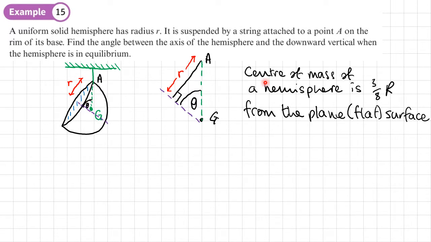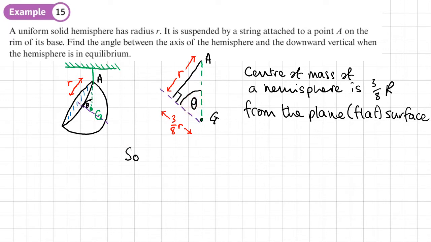Now we can use this result here, that the centre of mass of a hemisphere is 3/8 times the radius of the hemisphere, 3/8 r, from the plane flat surface. So we know the centre of mass is at a distance of 3/8 r from this point here on the flat surface. So this distance here is 3/8 r, and r happens to be little r. So I can put this distance here as 3/8 little r. And it's fairly straightforward now. I can use trigonometry to work out this angle.